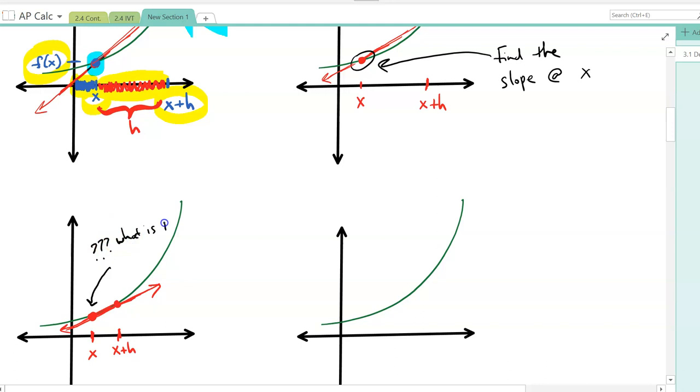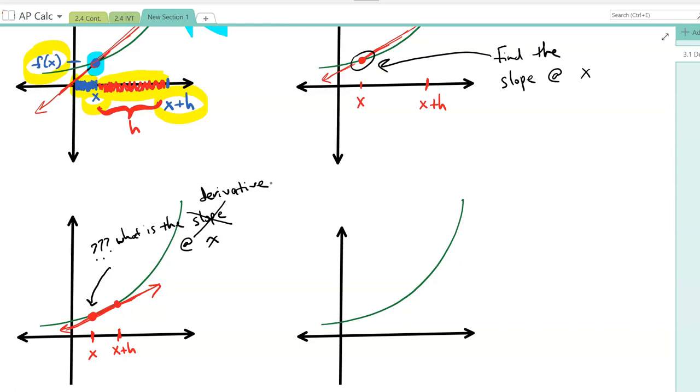What is the slope at x? And by asking that question, in calculus the language is different. Instead of saying slope, we're saying, what's the derivative? That's just another word for slope. We're just changing our word. We're being fancy. What's the derivative at x? Well, to do that, you have to take that secant line, those two dots, and you have to make it into a tangent line.